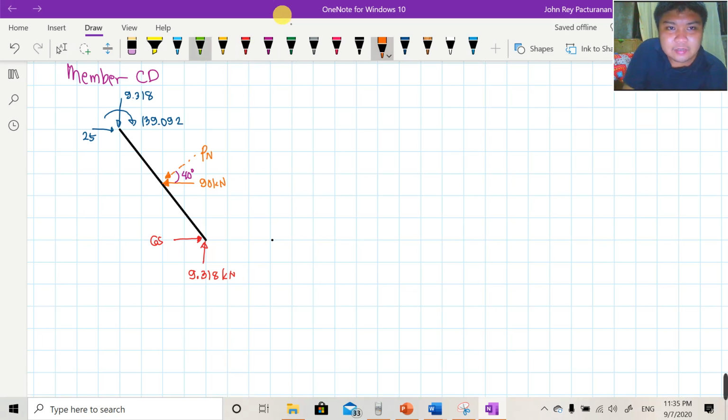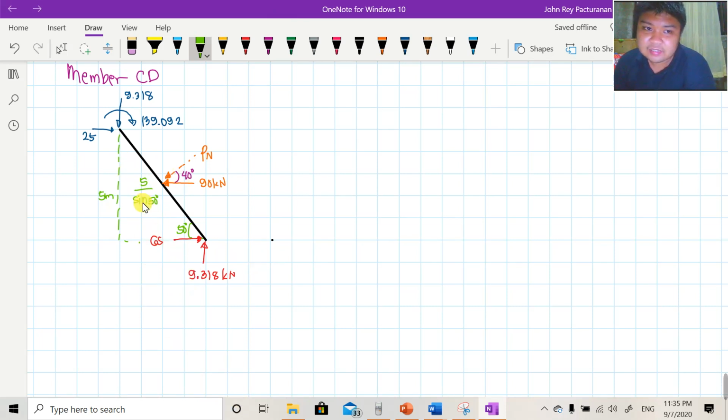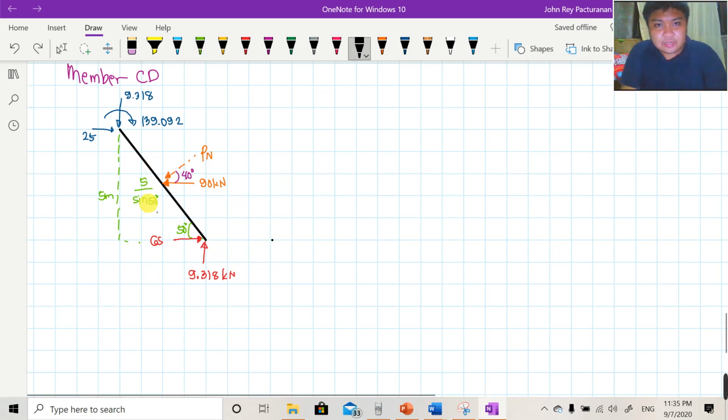And by the way, kailangan din natin itong 50 degrees tapos 5 meters. So therefore, the total length here is 5 over sine 50. So this is the length of the frame class. Length is 5 over sine 50. Recall your trigonometry, di ba? So Pn, hanapin ko muna class yung Pn.